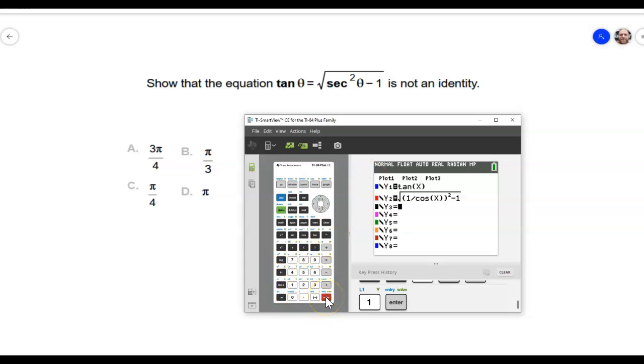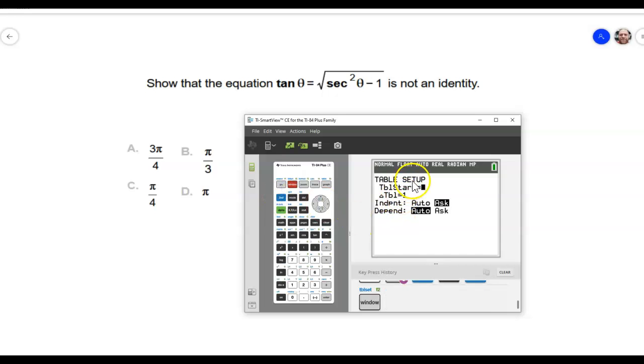So now let's go ahead and second quit to get out of here, and now I'm going to put these into my table. That's the quickest way to do it. If you hit second window, that'll go to your table setup. Make sure your independent is on ask and your dependent is on auto. Mine will usually default to that, but you always want to check that, because you want to make sure it asks you your x value and it automatically does your y values, your y1 and your y2.